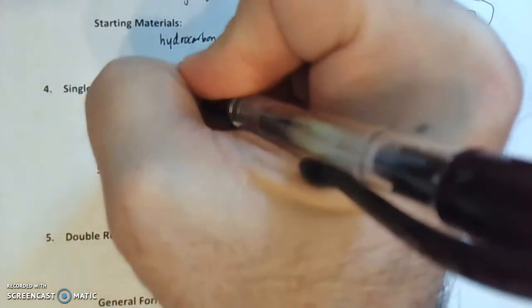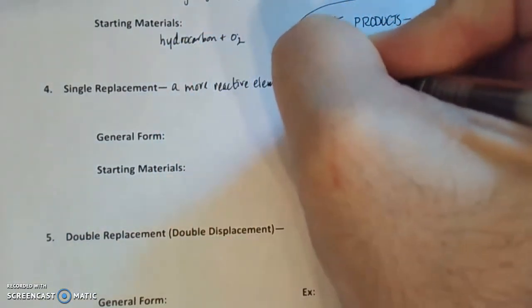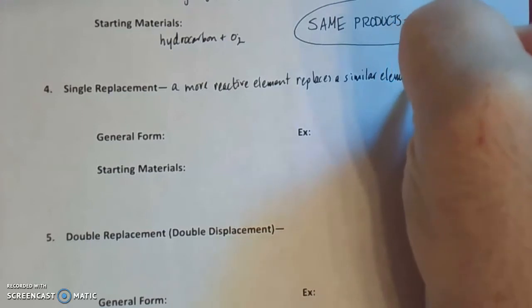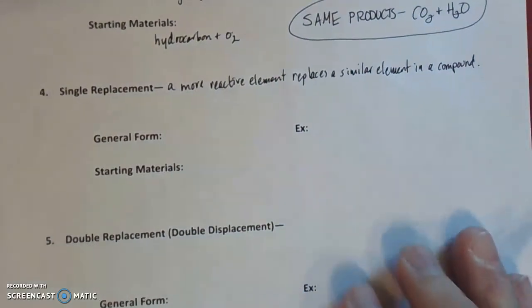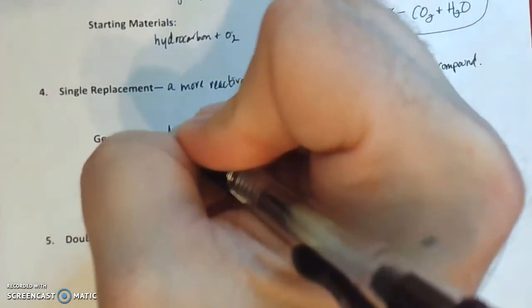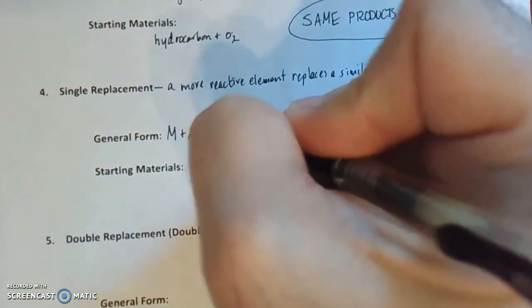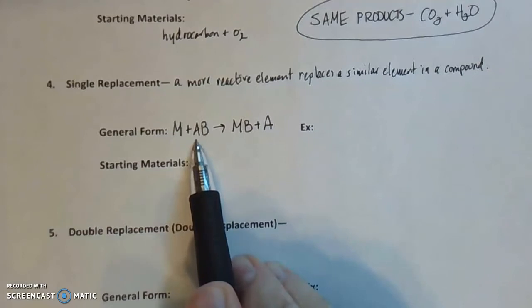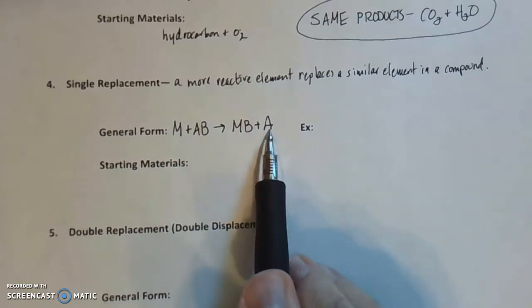In single replacement, a more reactive element replaces a similar element in a compound. So our general form is this: M comes along and kicks A out of there and forms a compound with B. So A gets kicked out.